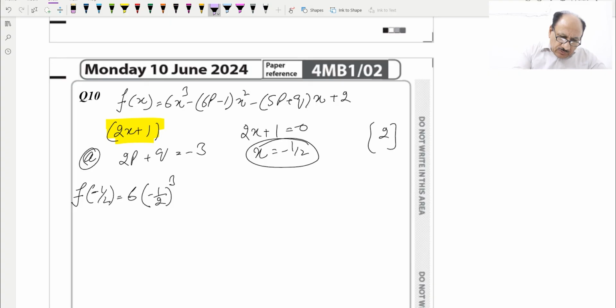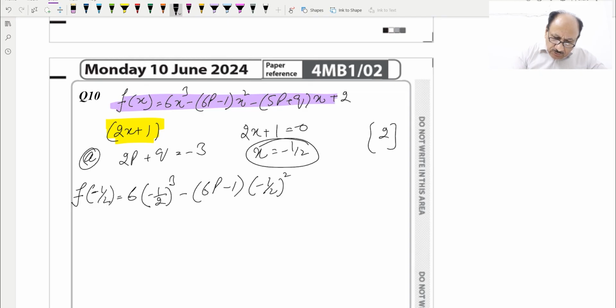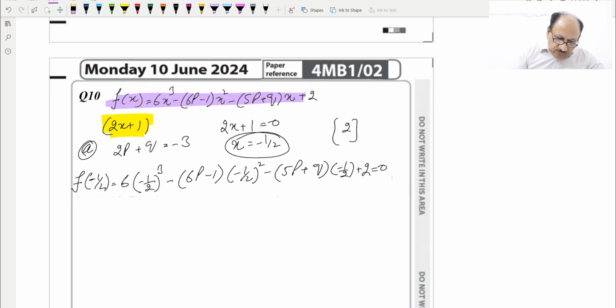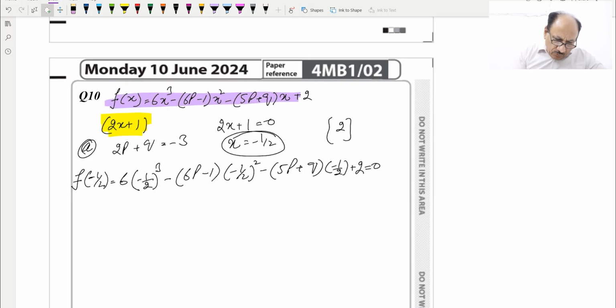I'm replacing in the main equation, and hopefully you are understanding. Then minus (6p minus 1) into minus 1 by 2 square, minus (5p plus q) into minus 1 by 2, plus 2. This will be our f of minus 1 by 2, and we'll put it equal to 0 by the factor theorem. This is what we know, that if something is a factor, then f of that value will be equal to 0.